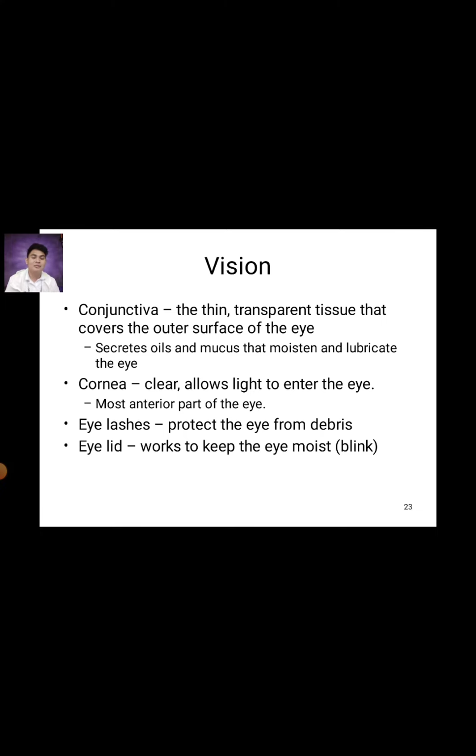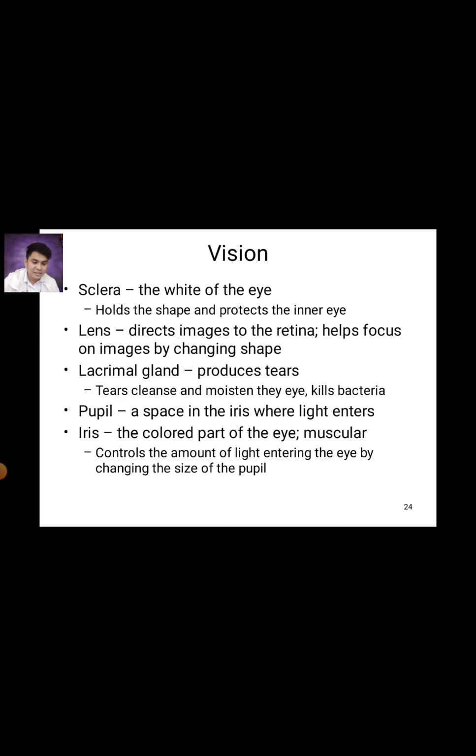Paano ba yung blink? Yan po yung ating eyelid. And the sclera, the white of the eye. Kung nakikita po natin yung white around the black of the eye. And the lens directs images to the retina and helps focus the images by changing shape.